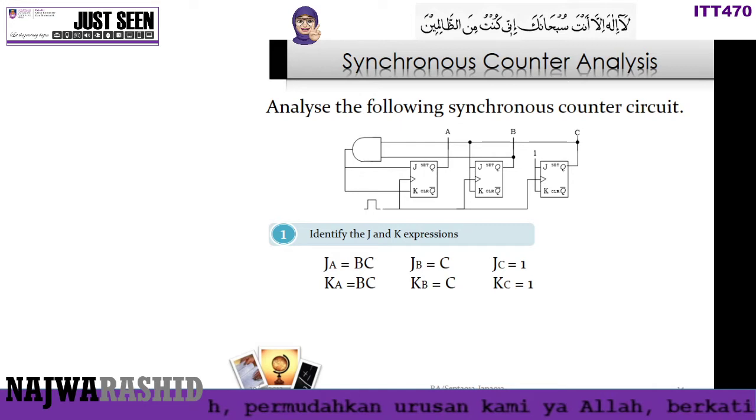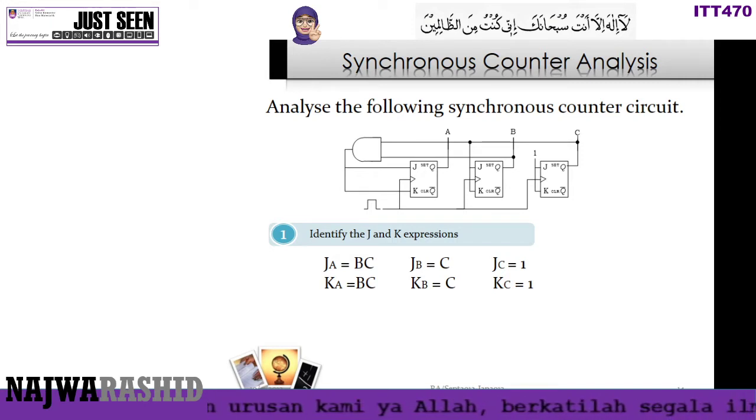Based on this counter circuit, you need to identify the J and K expressions. Determine the J and K expressions first. In this circuit, you have 3 JK flip-flops. So that means you have JKA, JKB, and JKC, a total of 6 expressions. So you need to identify what is JA, KA, JB, KB, JC, and KC.